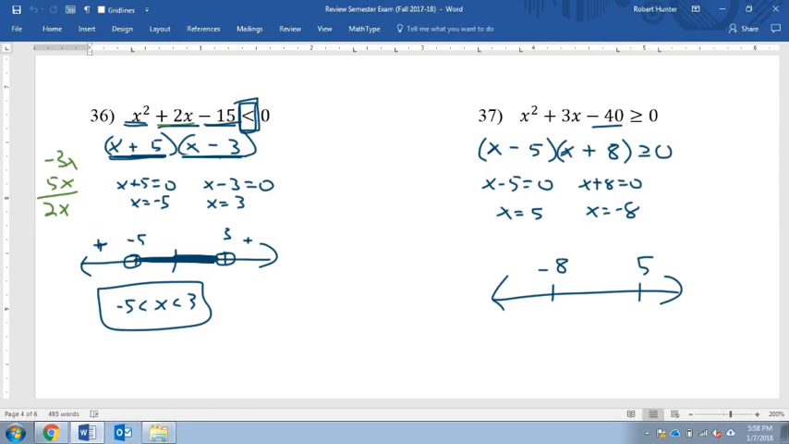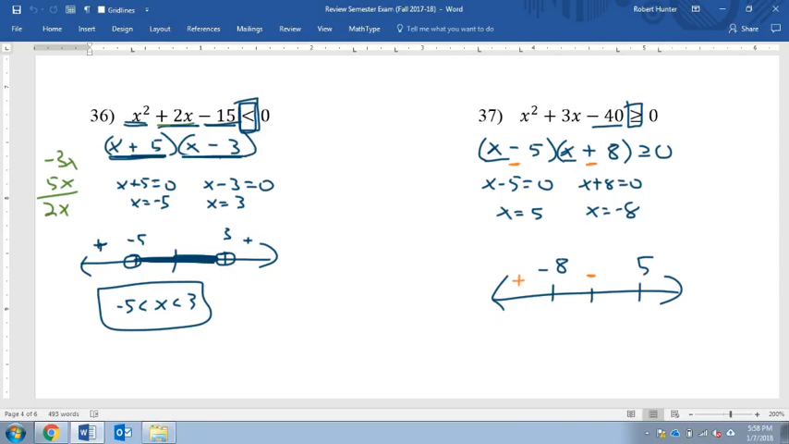I just need to see where it is greater than 0. So let's do 0. If I plug in a 0 here and here, that's negative 5 times positive 8. Well, negative times a positive is a negative number. So this area is negative. Let's try negative 10. Negative 10 minus 5 is a big negative number. Negative 10 plus 8 is still a negative number, and a negative times a negative will give me a positive. Alright, so that's greater than 0.